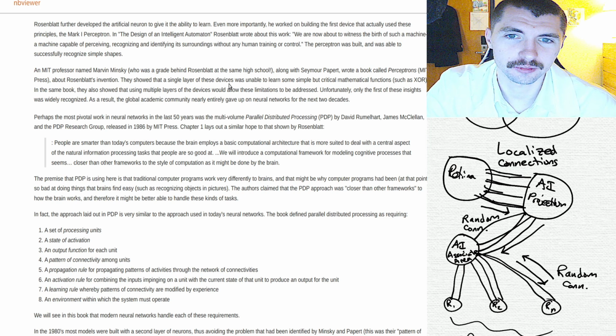So yeah, basically some math functions this model can't work. I'm not exactly sure what they mean by single layer. So that's maybe something we can learn by actually reading the book Perceptrons.